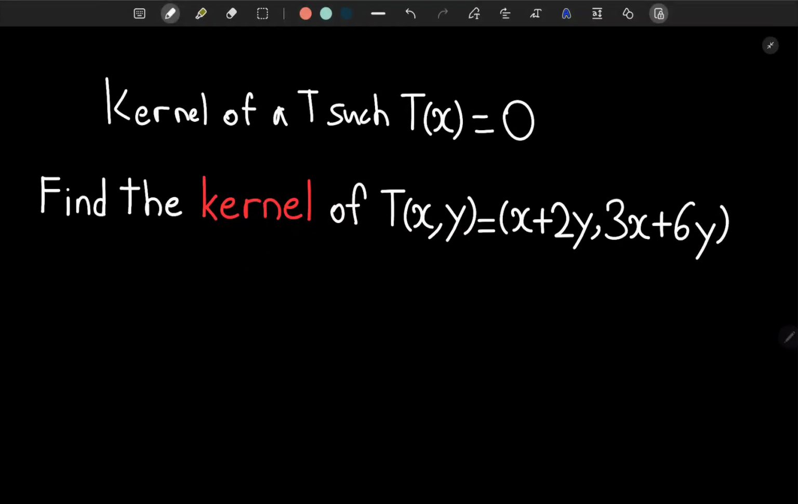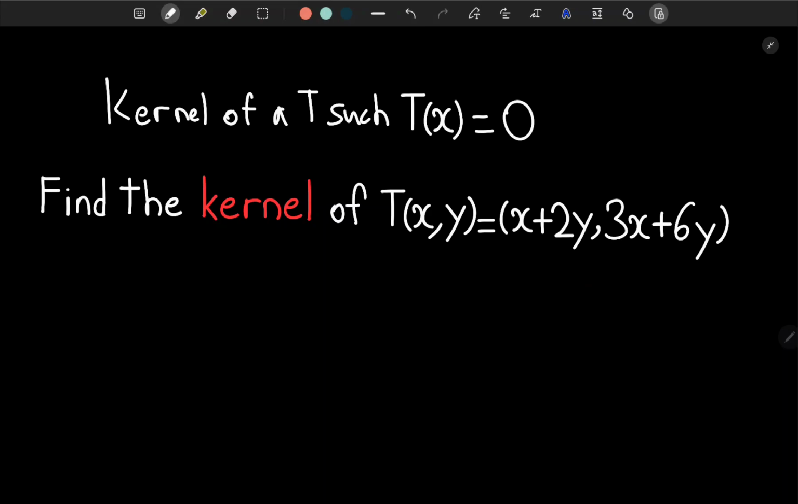So in this video, we learn how to find the kernel and range of a transformation. Now in simple terms, the kernel of a transformation is such that T(x), the transformation of x, is equal to 0. And that's it. So in this question, we are to find the kernel of T(x, y) = (x + 2y, 3x + 6y).